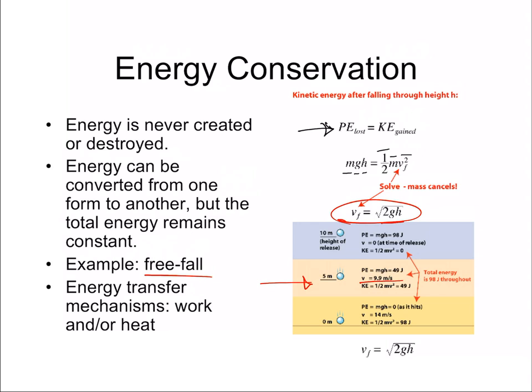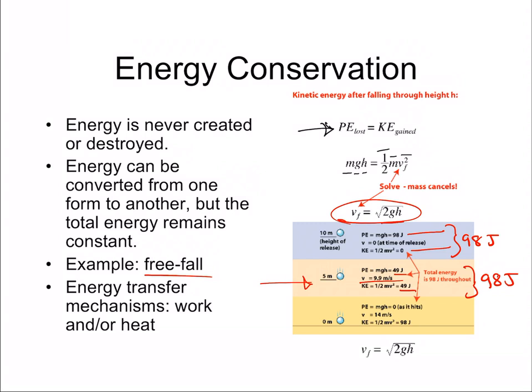One thing that I also want to mention is that the potential energy here is 98 joules, and the kinetic energy here is 0 joules. If I add those up together, I get 98 joules. At 5 meters, I can take mass times gravity times height, and I get 49 joules. And then if I take this velocity, 9.9 meters per second, then I can also calculate that it has a kinetic energy of 49 joules. If I add those up together, that equals 98 joules.